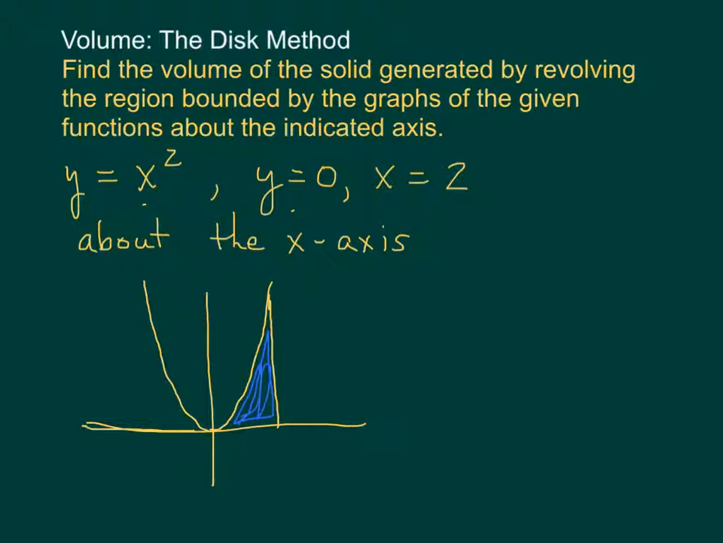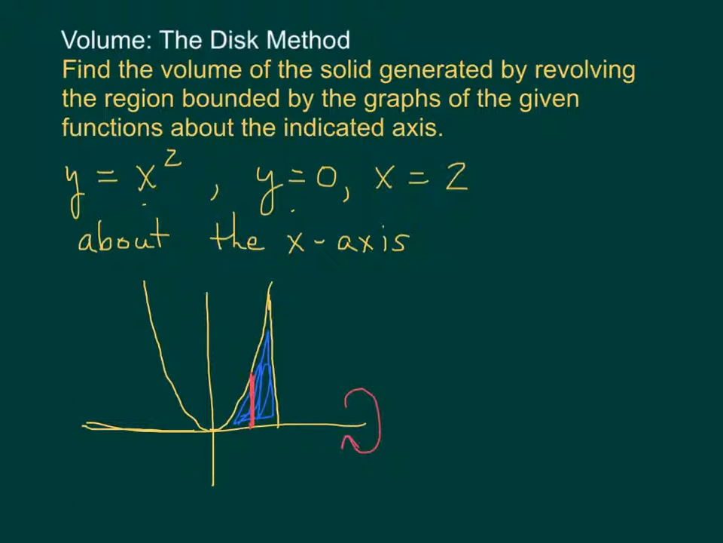Now in order to use the disk method, we're going to rotate about the x-axis. So we're going to be rotating this somewhat triangular shaped region around the x-axis. So using the disk method, we're going to make a representative rectangle in our region that is perpendicular to the axis about which we will rotate. So this is our representative rectangle.